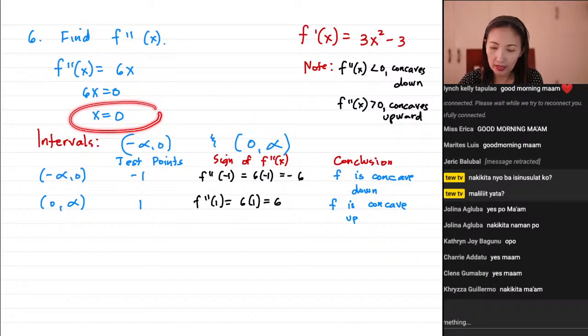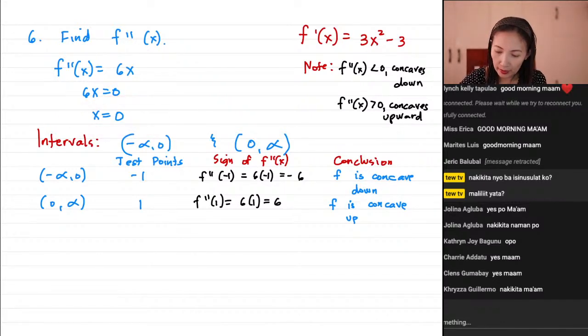Should I say the second derivative changes its sign at x equal to 0? This must be an inflection point. So this confirms our result in step number 6 about the concavity of the function.